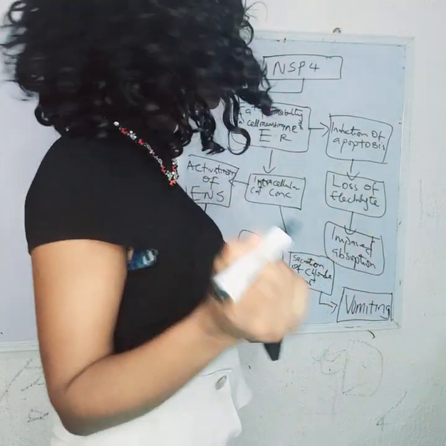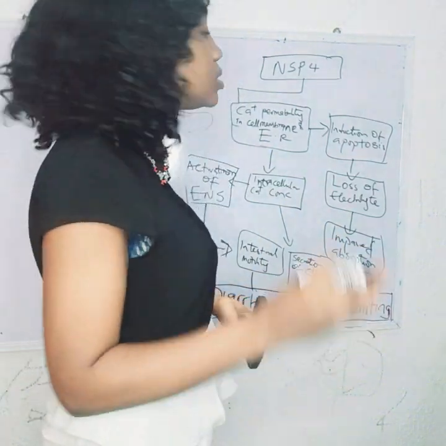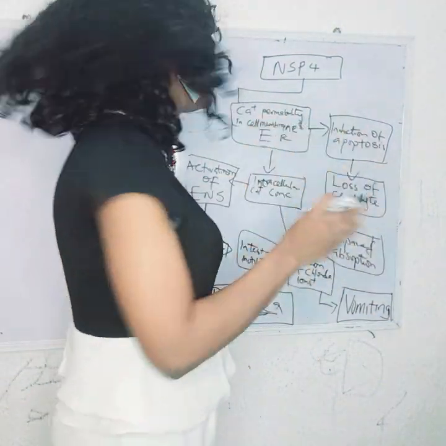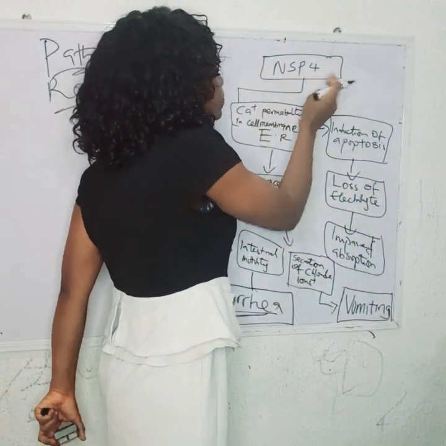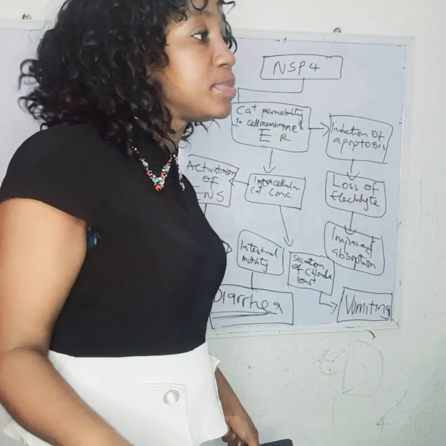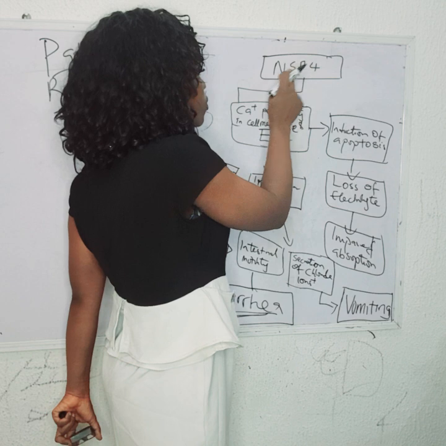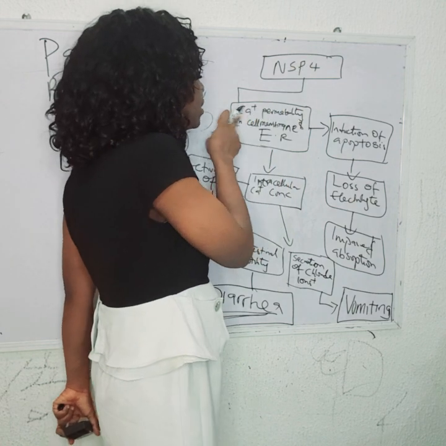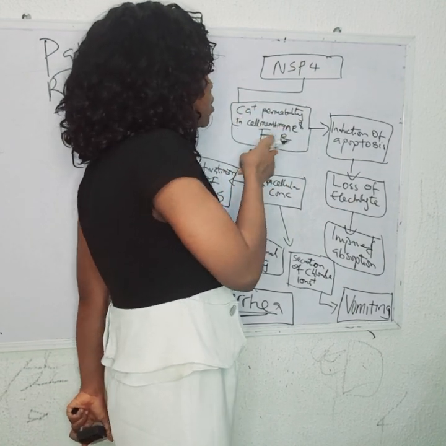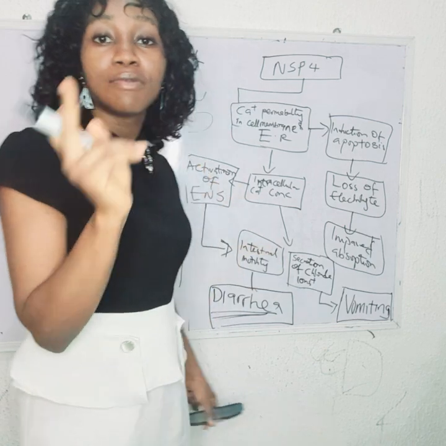Once a child is infected with rotavirus, the first thing that happens is the activation of a protein called the NSP4 protein. What is NSP? Non-structural protein 4. The activation of this NSP4 protein leads to the permeability of calcium in the cell membrane and ER. Remember what I said?